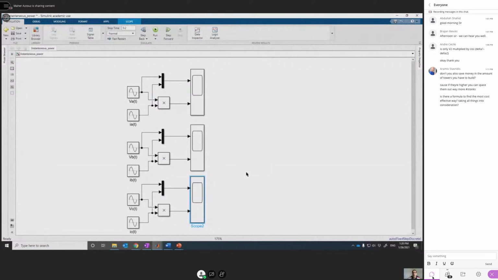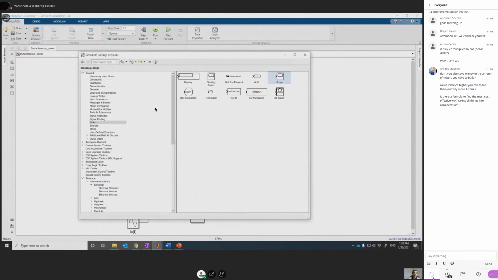But what happens if we connect the 3-phase source to a 3-phase electric motor or a 3-phase machine? In this case, the total power will be the summation of the 3-phase powers. So this is PA, and this is P phase B, and this is PC. Let's add them together.